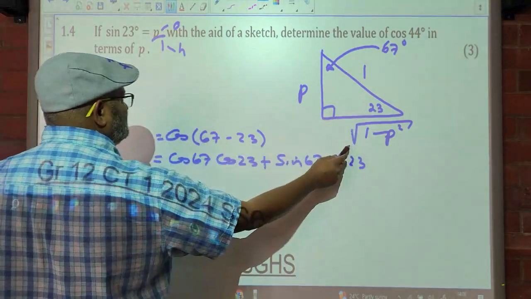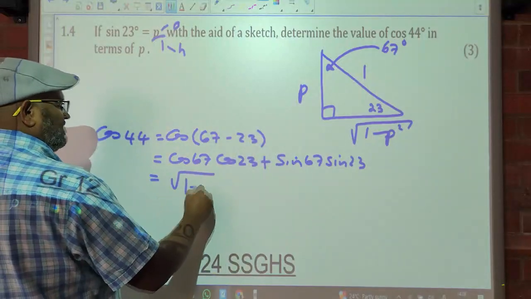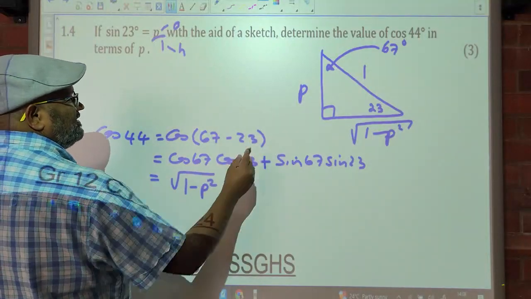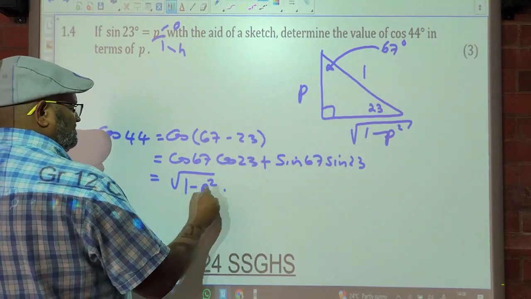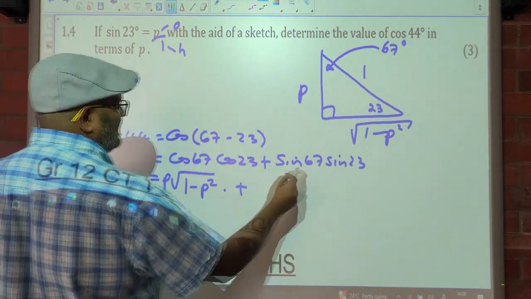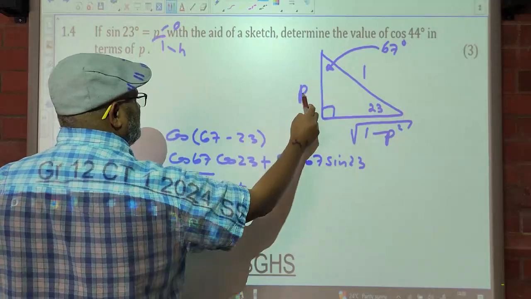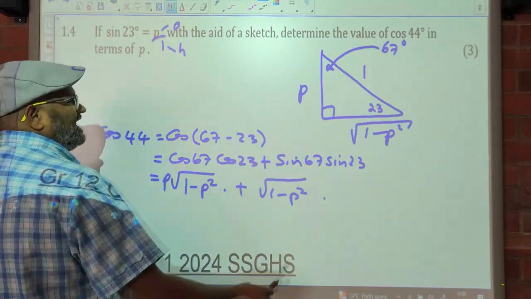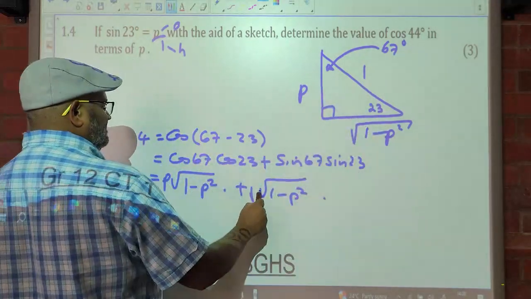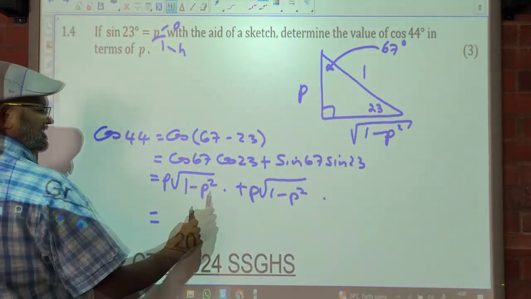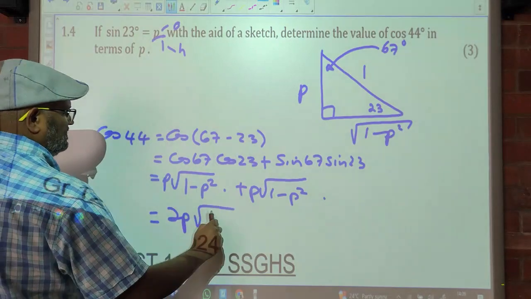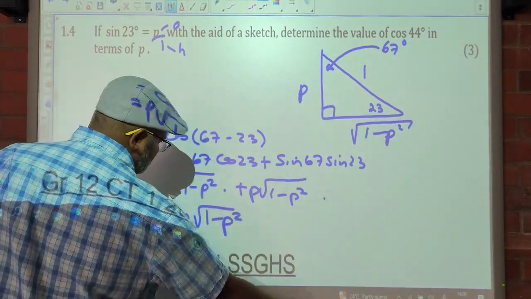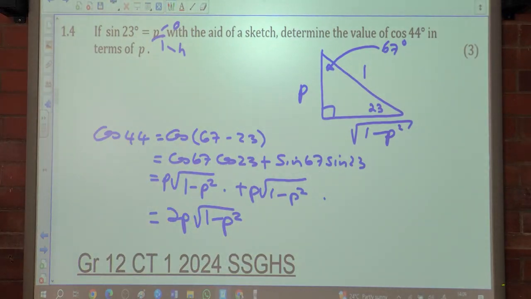So cos 67 is adjacent over hypotenuse, which is the square root of 1 minus p squared, times cos 23, which is square root of 1 minus p squared over 1, plus sine of 67, which is the opposite over hypotenuse, is the root of 1 minus p squared, times sine of 23, which is p. Further notice, they're the same. So it's going to be 2p root 1 minus p squared. Is that a beautiful sum?